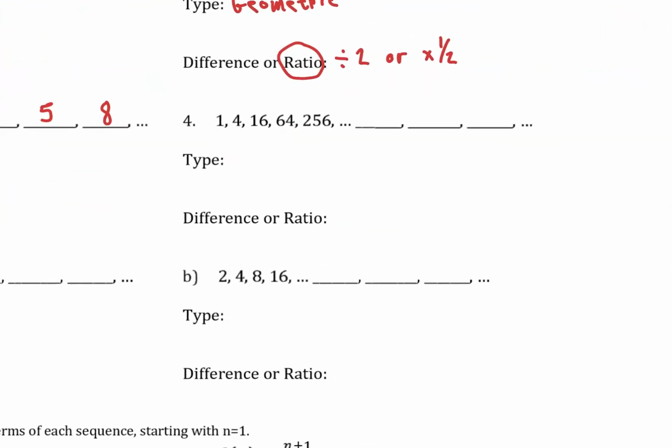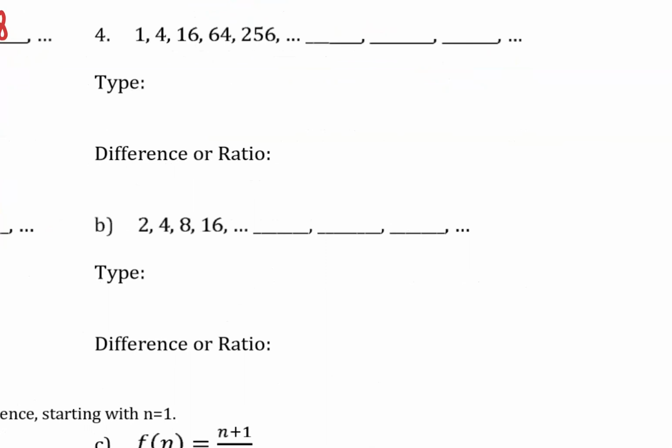Let's take a look at this next one, number 4. This one starts at 1, then goes to 4, then to 16, then to 64, then to 256. This one is a geometric sequence. It has a ratio, and the ratio we're dealing with here is multiplying by 4. So we take each previous term and multiply by 4.